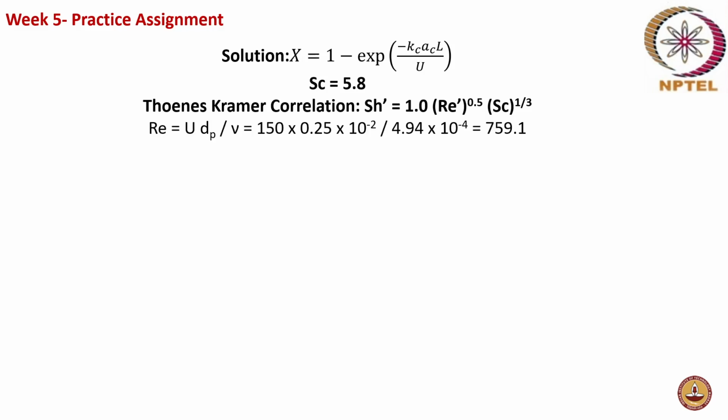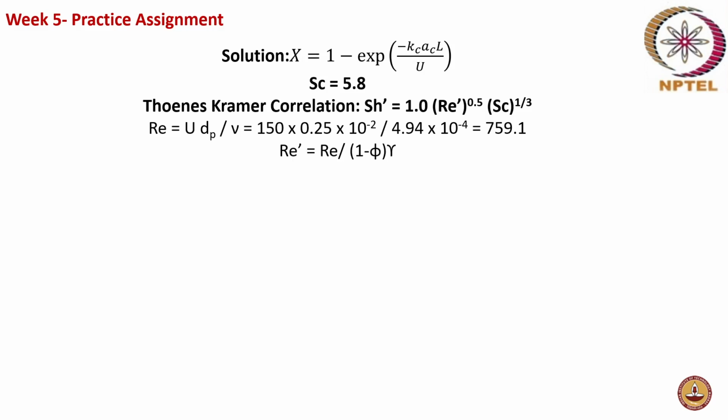So your Reynolds number is U into dP by nu. U is given as 150 and the diameter of the particle is 0.25 centimeter, that is 0.25 into 10 power minus 2 meter. Dividing by nu, which is 4.94 into 10 power minus 4, you will end up with a Reynolds number of 759.1. Whereas in the first case of a cylindrical pellet, for the Thoenes-Kramers correlation, the Reynolds number was around 1000. Here it is 759.